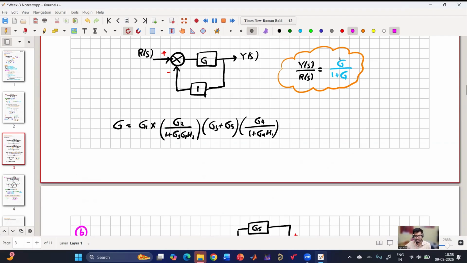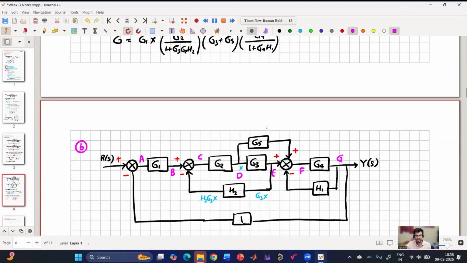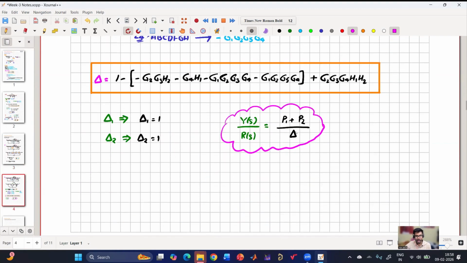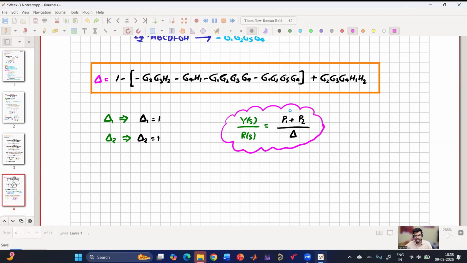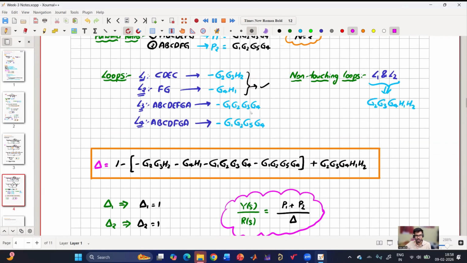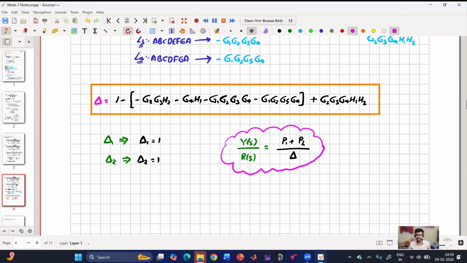I have not done it. I have just represented it in terms of G. Whereas in Mason's gain formula, I have gotten the expression for the denominator as well as the numerator. So I can get the overall expression without actually solving, by just using the loop gains. So this is simpler in that way, but there can be instances where block diagram reduction can be simpler. But it does not always mean that you can solve all the problems by block diagram reduction, whereas you can solve all the problems using Mason's gain formula, and it is systematic.